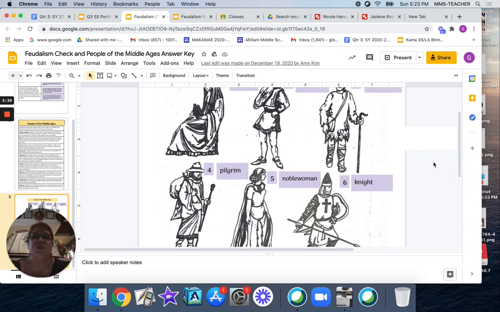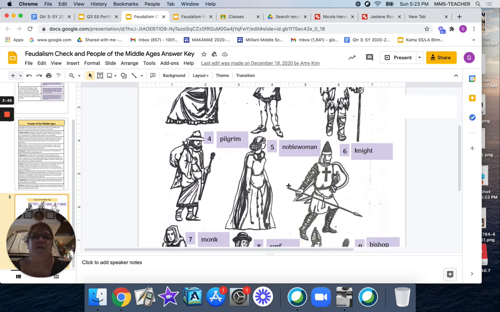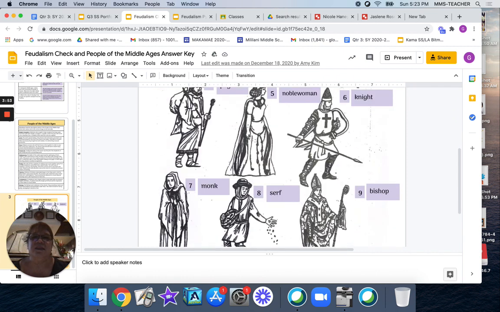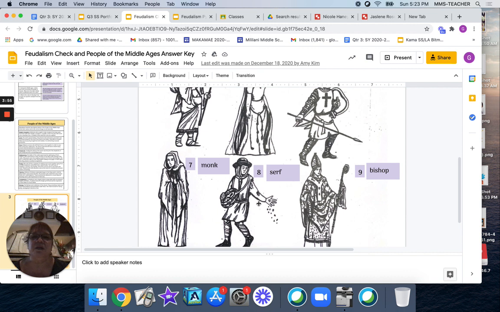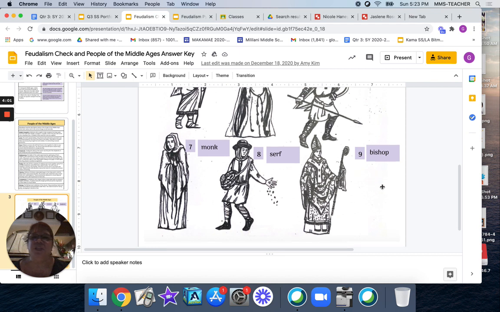On to the next row. 4 was a pilgrim. 5, a noblewoman. And 6, knight. 7, monk. 8, serf. And 9, bishop.